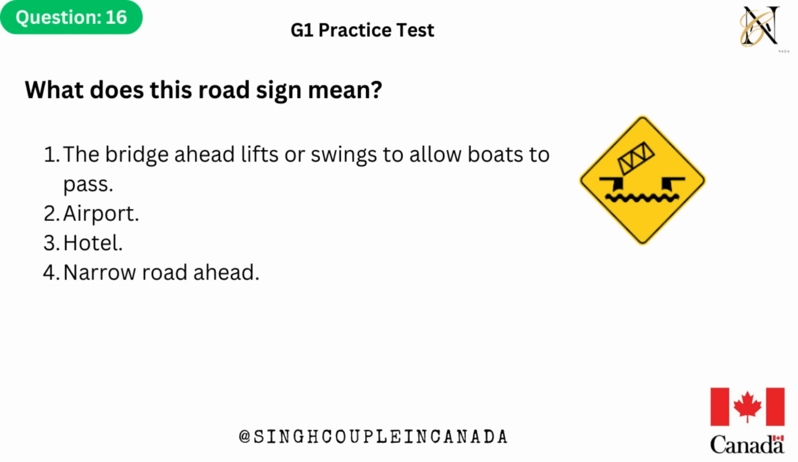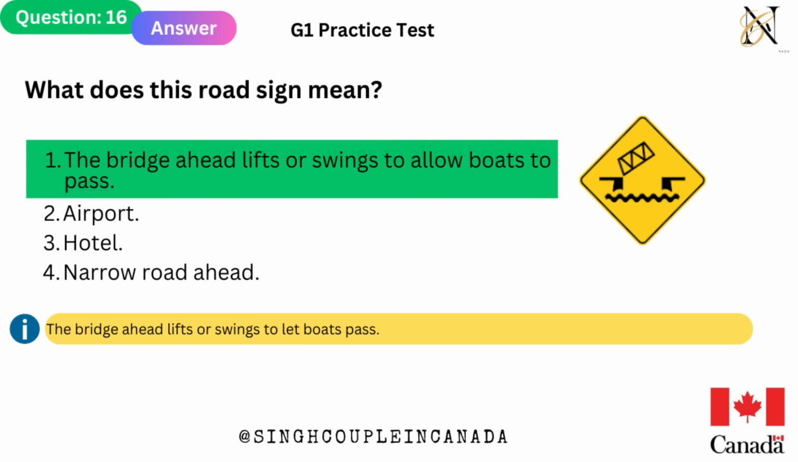What does this road sign mean? 1. The bridge ahead lifts or swings to allow boats to pass. 2. Airport. 3. Hotel. 4. Narrow road ahead. The answer is 1. The bridge ahead lifts or swings to allow boats to pass.